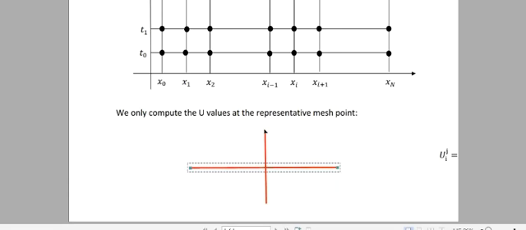I'm drawing some mesh points, and you should determine the index of this point. If this point has the first index i and the second index j, please determine the indexes of the other points.